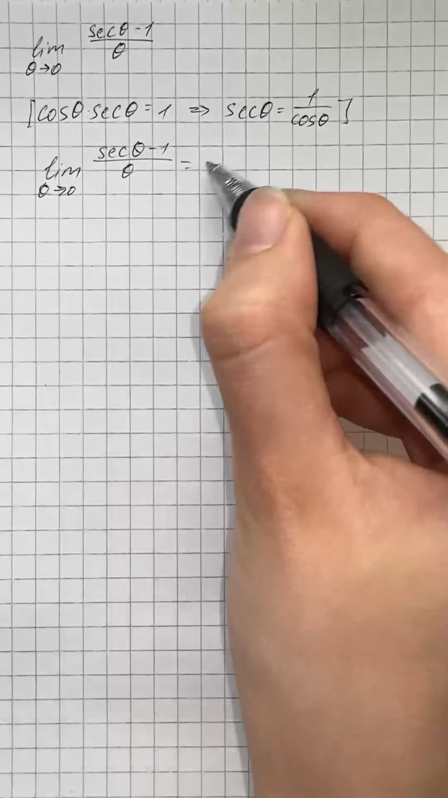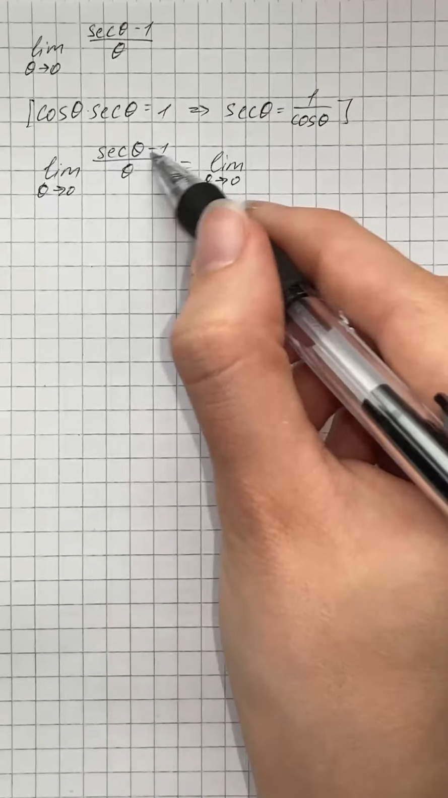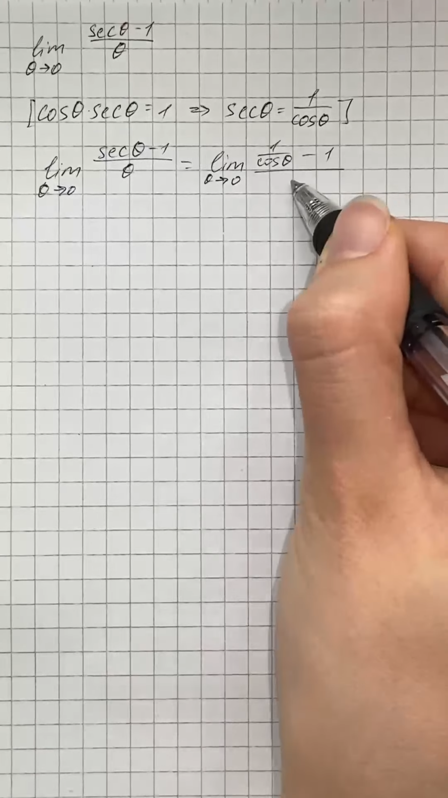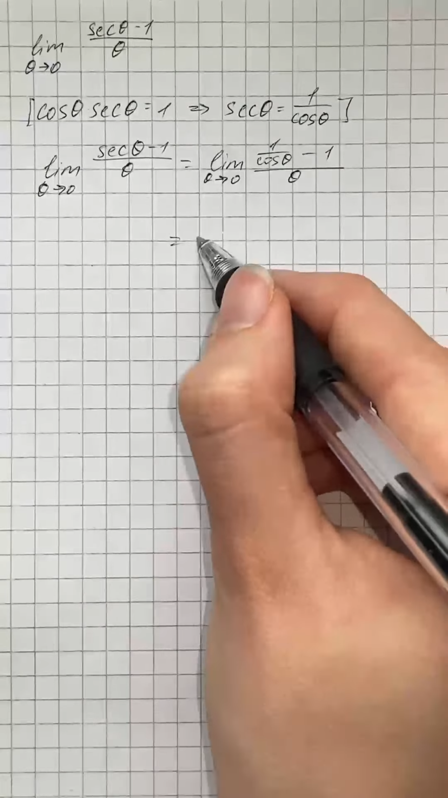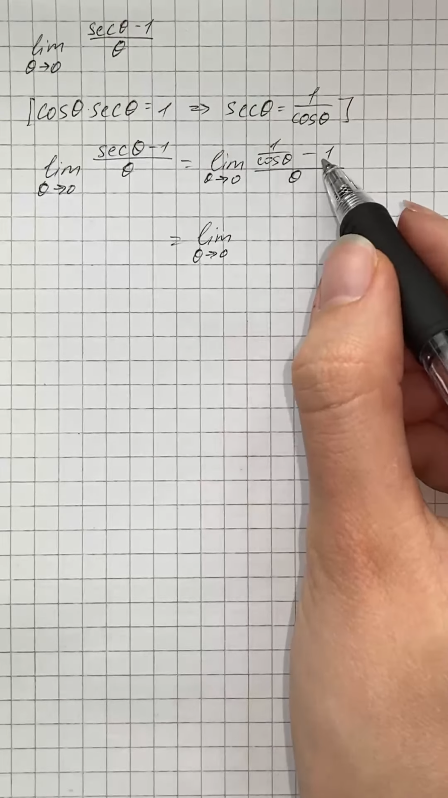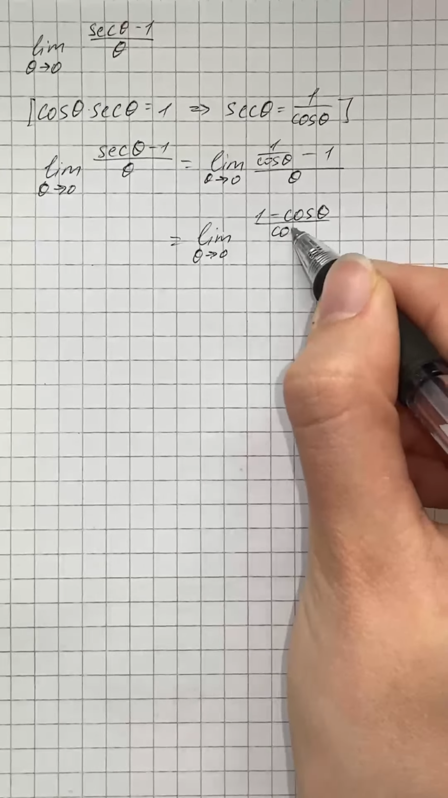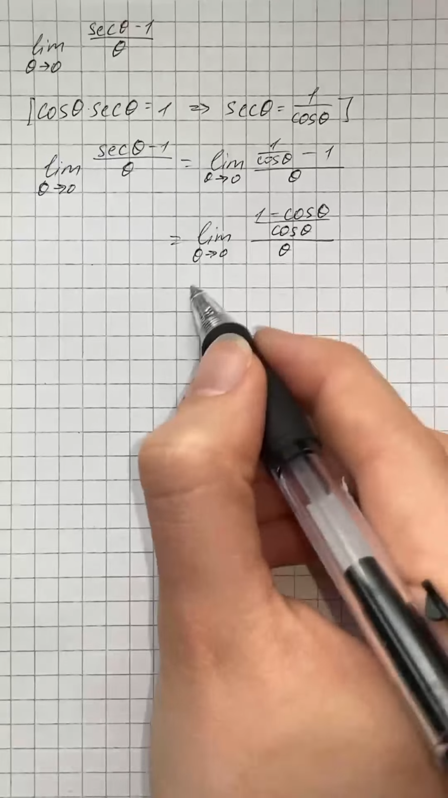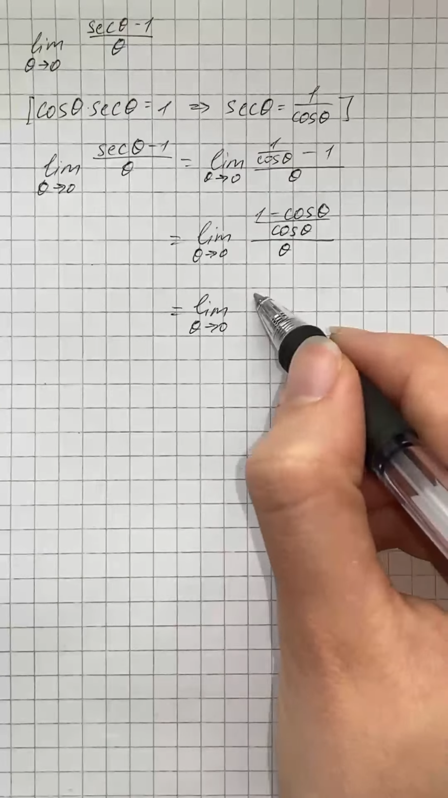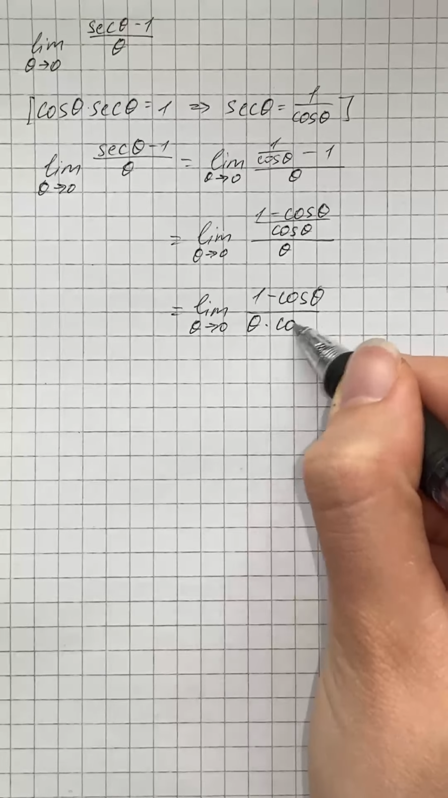over theta equals the limit as theta approaches 0. And we substitute secant of theta with 1 over cosine of theta, minus 1, over theta. So that's equal to the limit as theta approaches 0. And here we're going to make common denominators. That's going to be 1 minus cosine of theta over cosine of theta, over theta. So that's equal to the limit as theta approaches 0 of 1 minus cosine of theta over theta times cosine of theta.